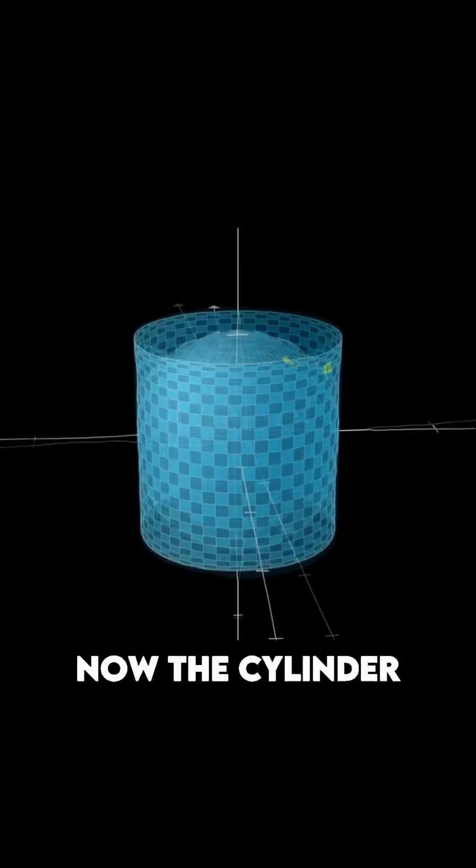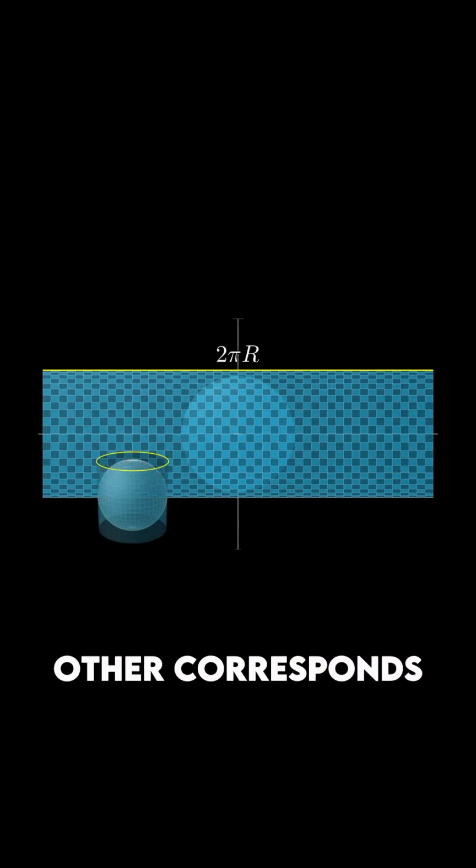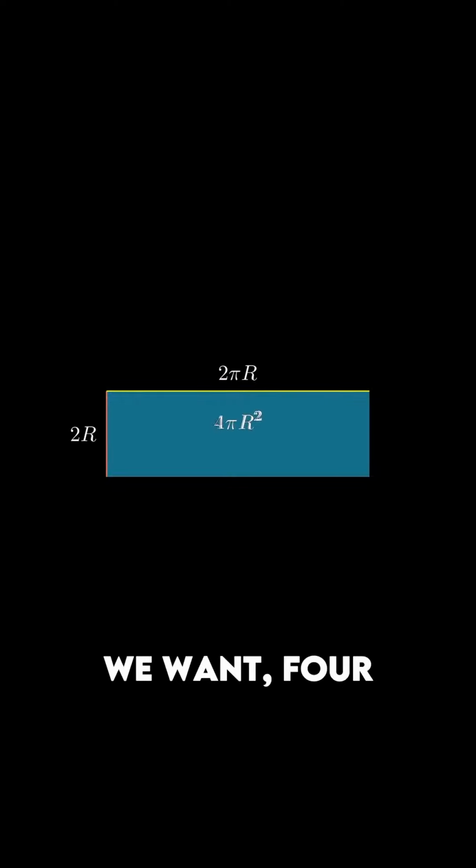that cylinder. Now, the cylinder is something you can unwrap into a rectangle, where one side length corresponds to the circumference, 2 pi r, and the other corresponds to the height of the sphere, 2 times its radius. This gives us the area we want, 4 pi r squared.